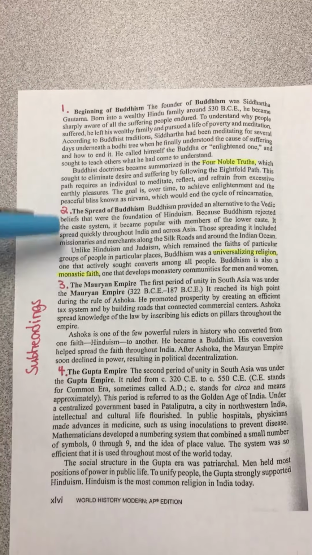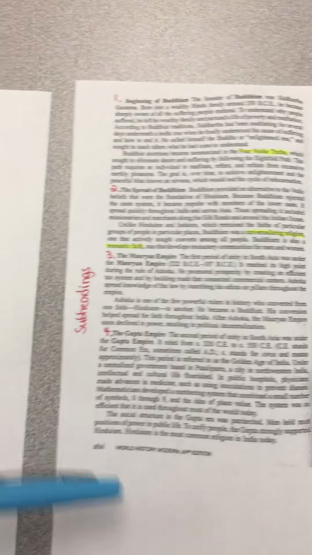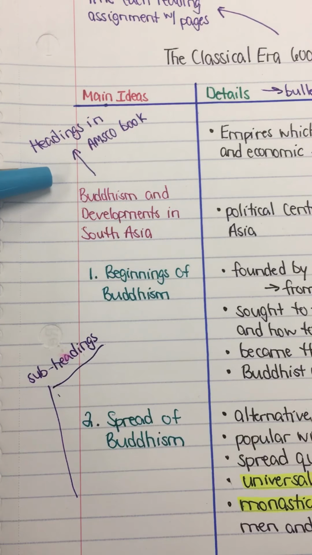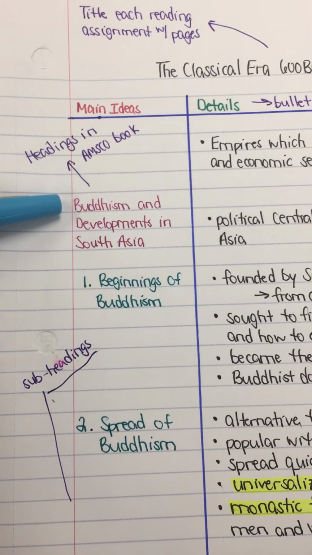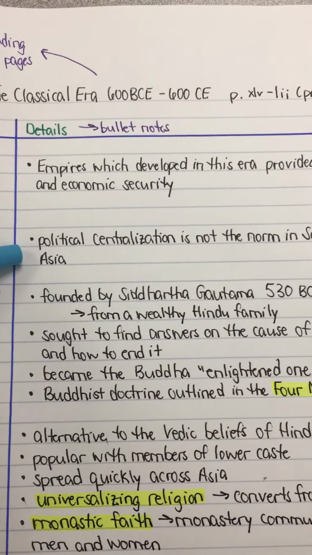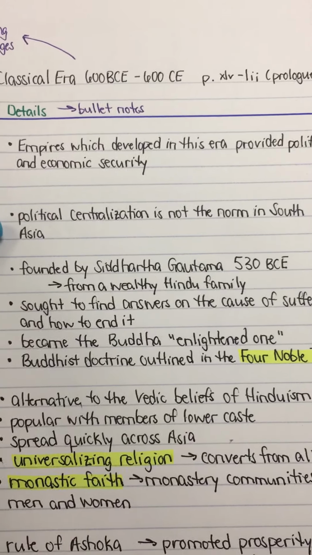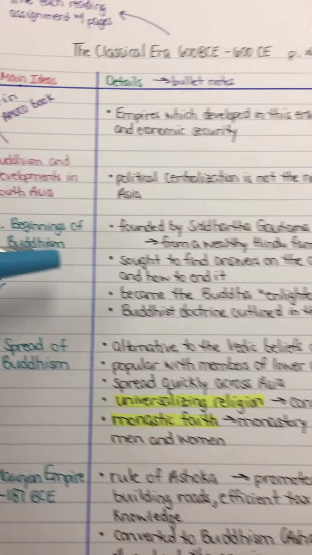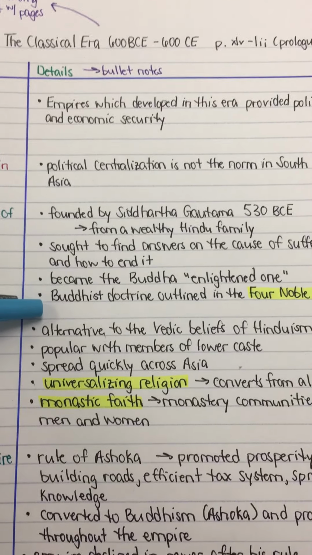So you're going to number each subheading in your notes. So when we go back to the notes, we have our first main idea, Buddhism and developments in South Asia. Okay, and there was a little bit of information that we completed for that part. And then the first subheading is beginnings of Buddhism. And then you're going to complete your notes.